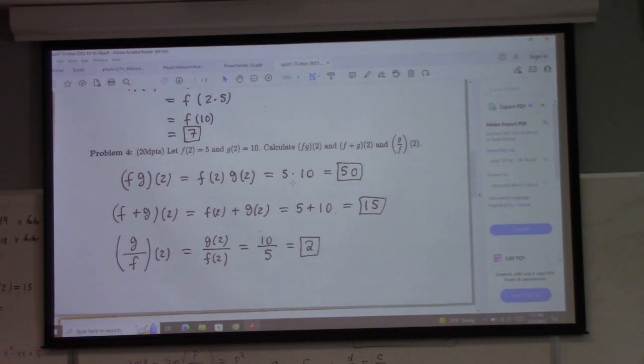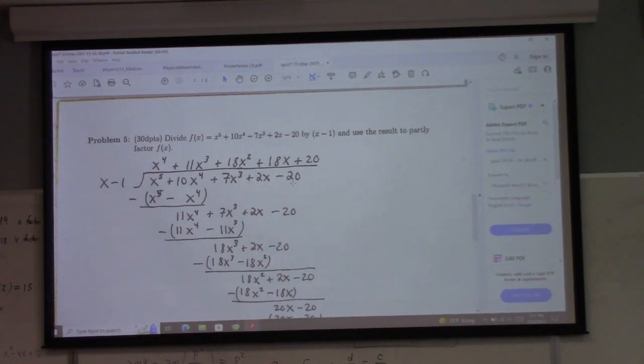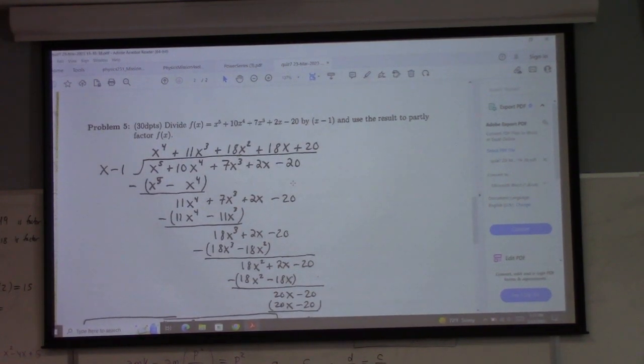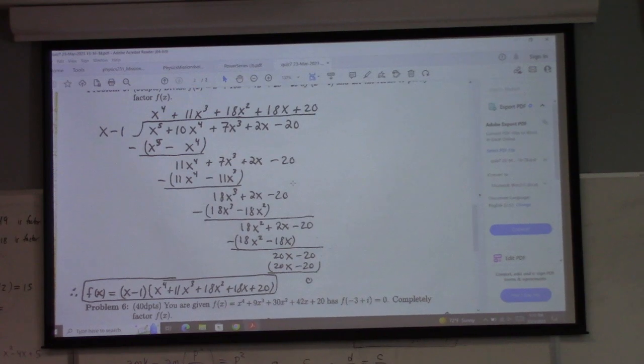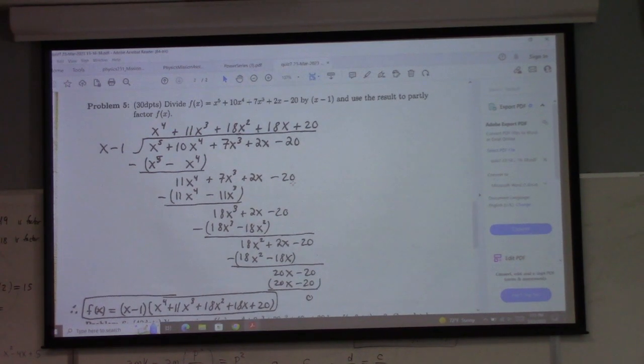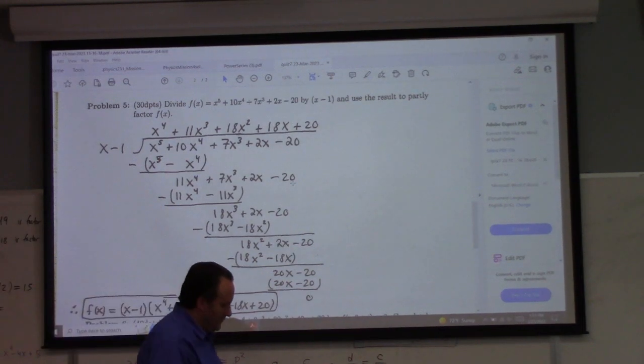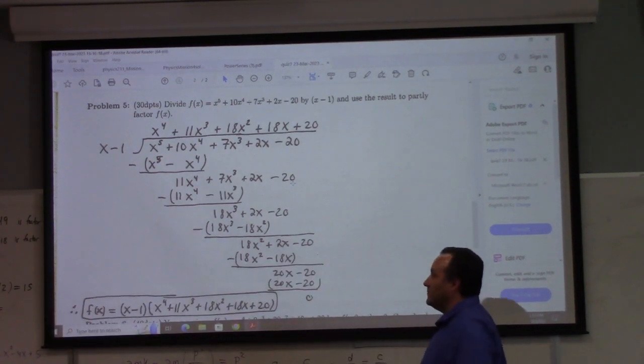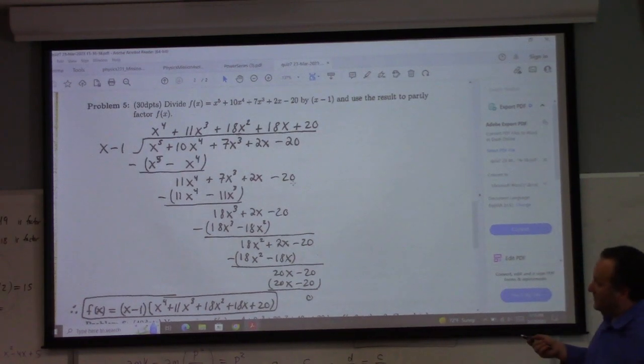Let's see here. Turn the page. Here's the first long division problem. So there it is, step by step, x to the 4th plus 11x cubed plus 18x squared plus 18x plus 20. That is what we get from dividing by x minus 1 for these reasons. And so that means that I have x minus 1 times this.